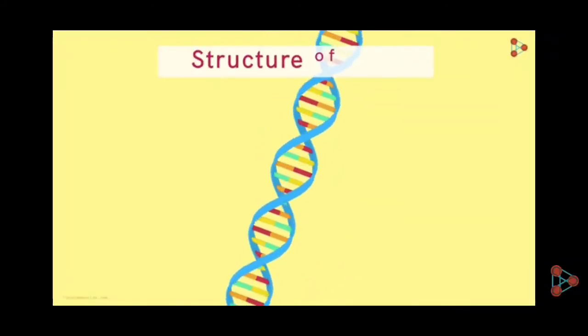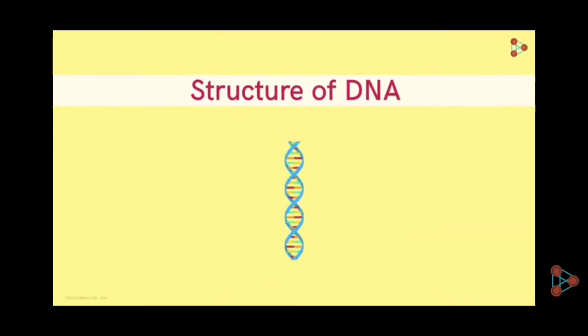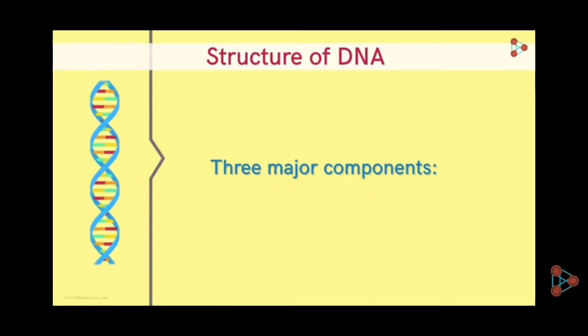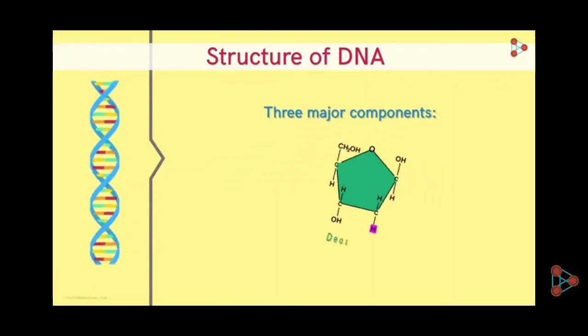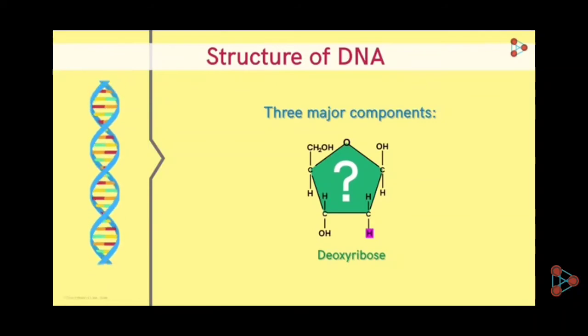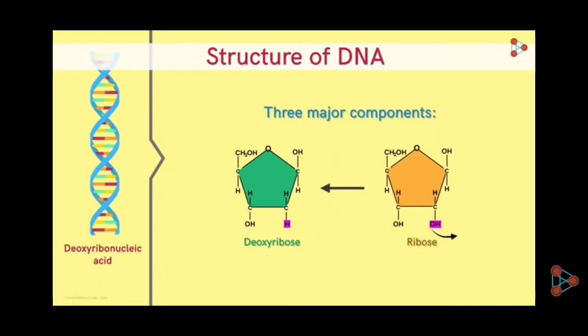We may have come across the structure of DNA somewhere. Is this how it really looks? Yes. According to Franklin, Watson, and Crick, the DNA is made up of three major components. One is a pentose sugar molecule called deoxyribose. How is this obtained? It's obtained by removing one oxygen atom from a ribose molecule. Thus the name deoxyribonucleic acid.